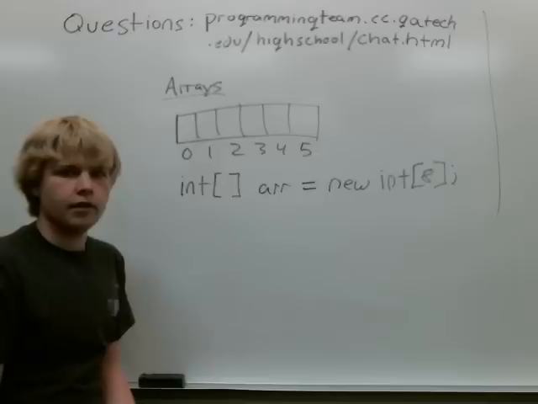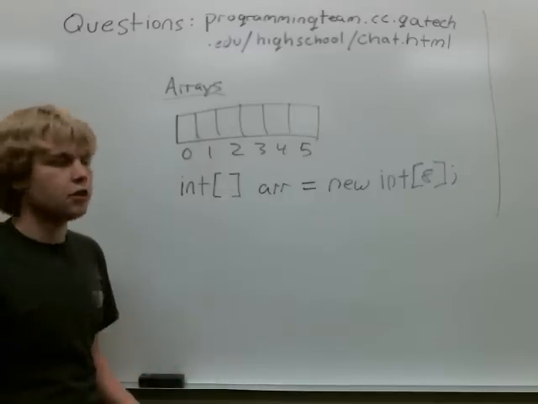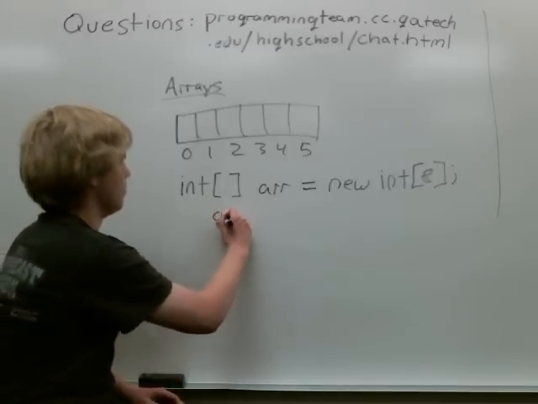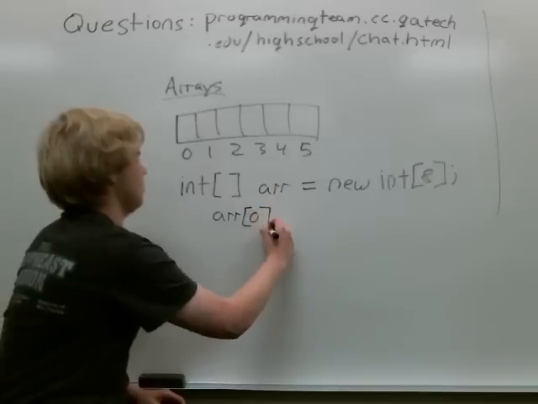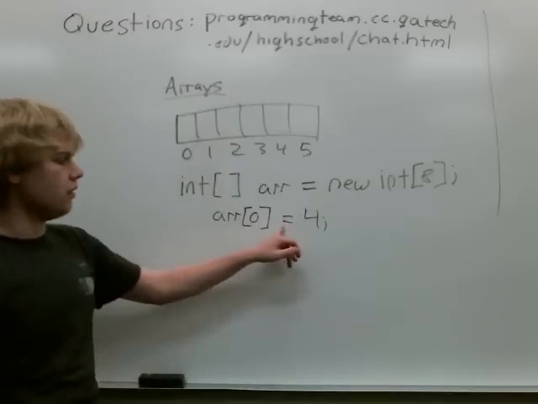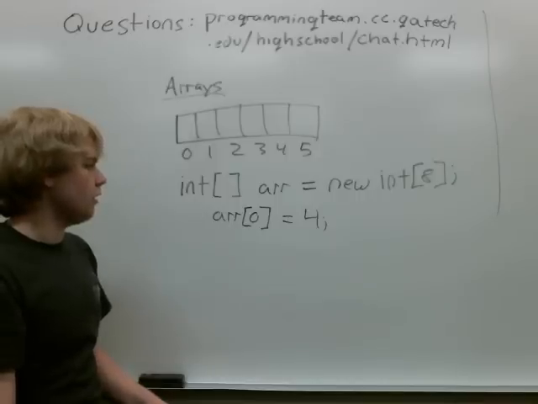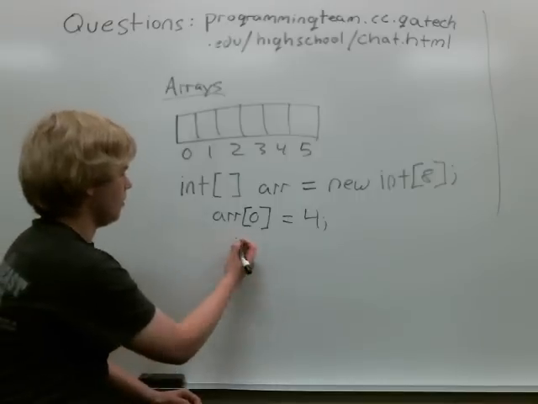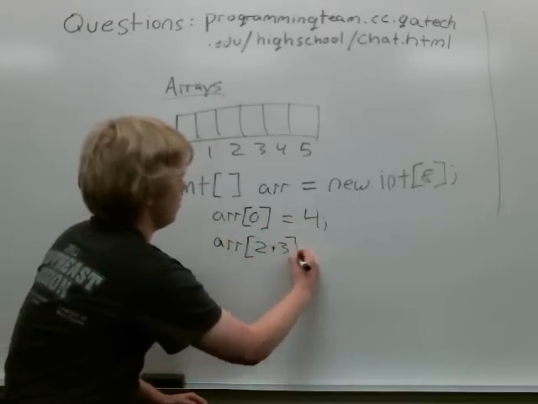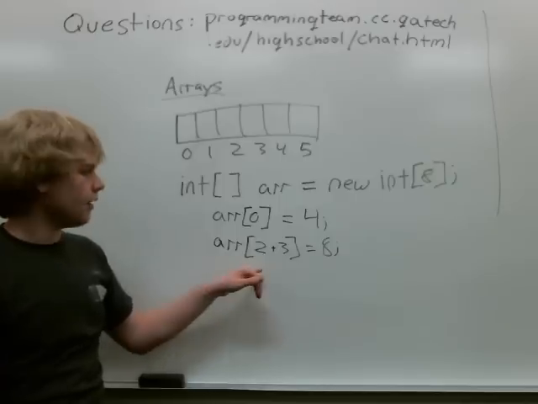In order to index an array, like get something at an index or add something to a particular index, you just use the brackets again. So if I wanted to make the array at index 0 equal to 4, it would look like this. Here I'm indexing the array at 0, and using the assignment operator, I'm setting it equal to 4. So that's all I'm doing right here. And then I'll show another example. Here I'm setting the array at index 5 equal to 8.